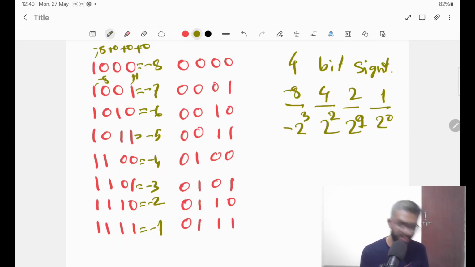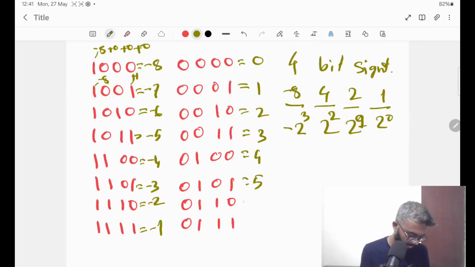So these are all the negative numbers that can happen in a 4-bit signed integer. Then we come to a stage where all the bits are 0, its overall value is 0, and the positive ones are just as usual: 1, 2, 3, 4, 5, 6, and 7. So these are all the different numbers from plus 7 to minus 8. These are all the numbers that can be represented in a 4-bit signed integer.